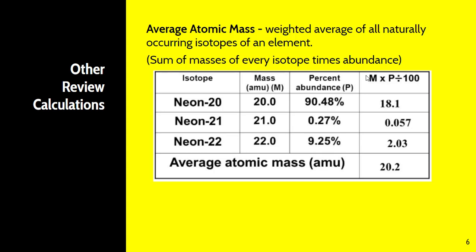Now, if you look at the numbers, this actually just makes sense if you think about it, because most of the mass of neon is in neon 20. So it makes sense that the average atomic mass, since it's a weighted average, is closer to 20 than it would be to 21 or 22, because 21 or 22 has less percent abundance than neon 20. So just keep these things in mind as you may be asked to do some calculations related to this.